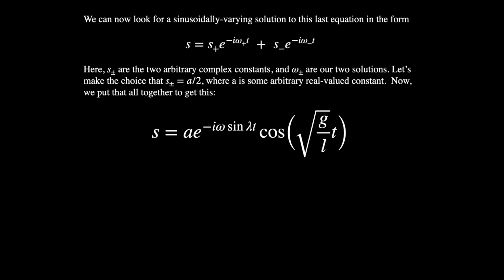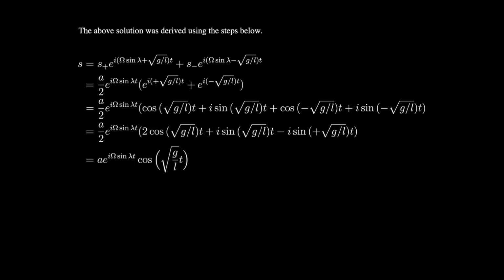So where did this come from? All right, so real quick, where that came from is I just plugged those solutions into this equation. We see there's the omega plus, and we see the omega minus, and then we collect the like terms, because we can extract out the i omega sine lambda t out of both of them, and we're left with an i square root of g over l t in the positive direction and i square root of g over l t in the negative direction.